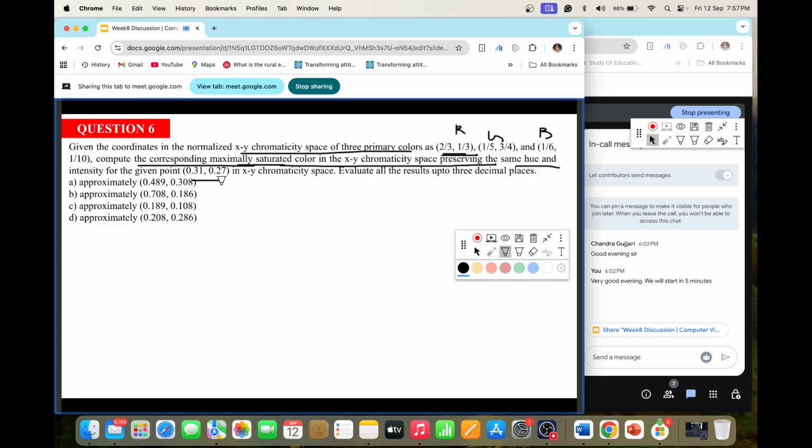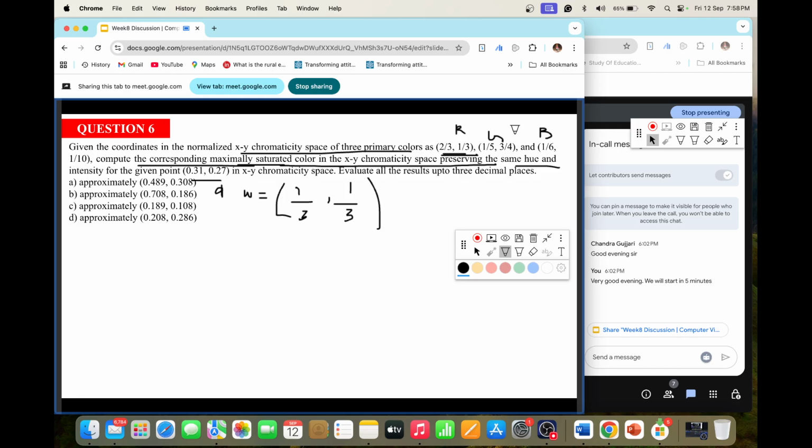So this is your Q point. And what is the W point? The W point is nothing but 1 by 3, 1 by 3. Either you can write 1 by 3, 1 by 3, or you can write 0.33, 0.33. So let me write it as 1 by 3, 1 by 3. So we have this Q point, we have this W point, and we have these RGB points.